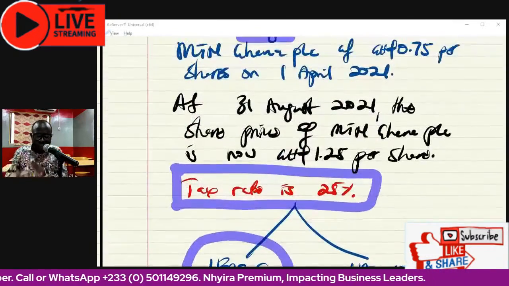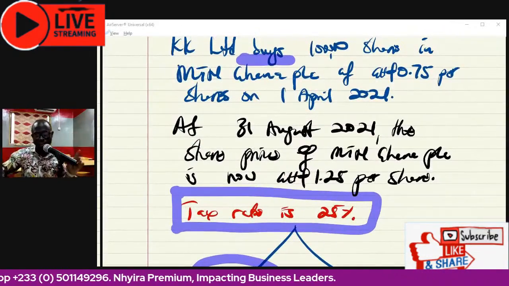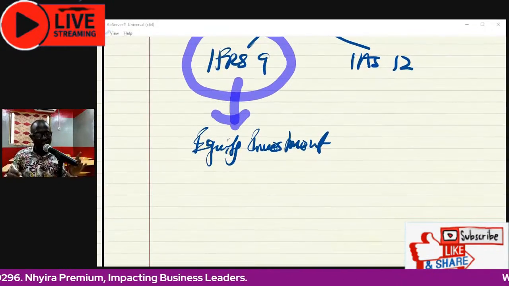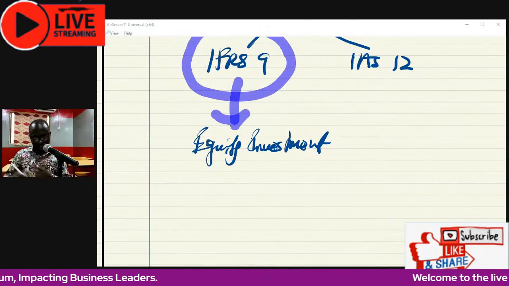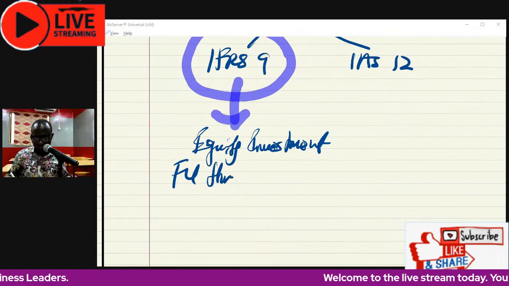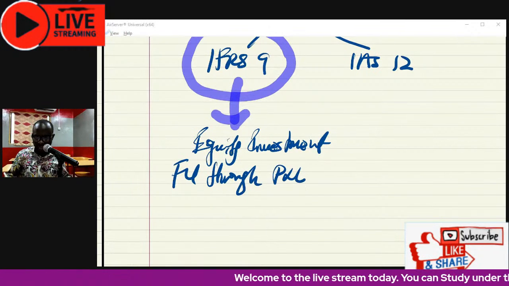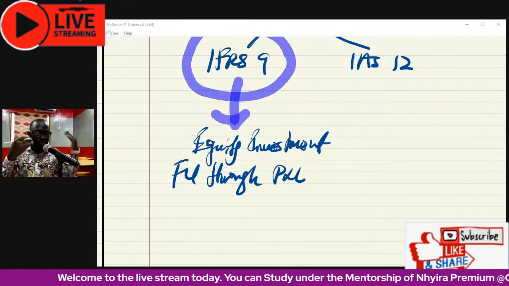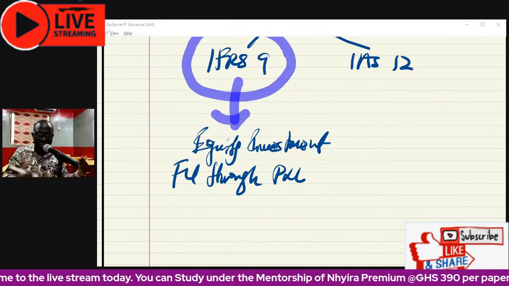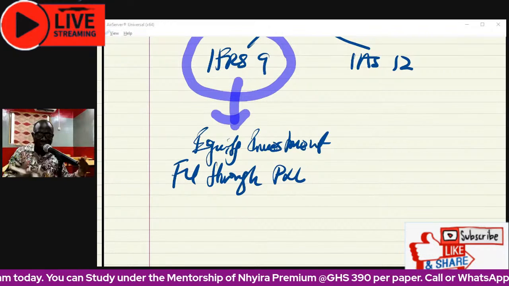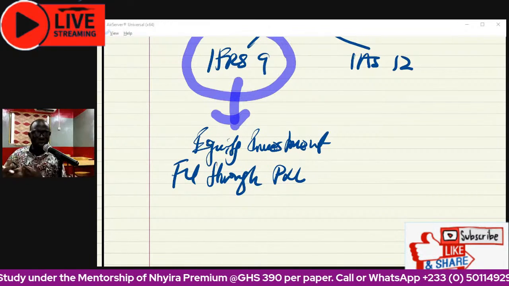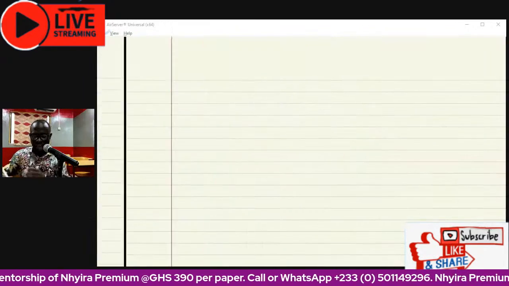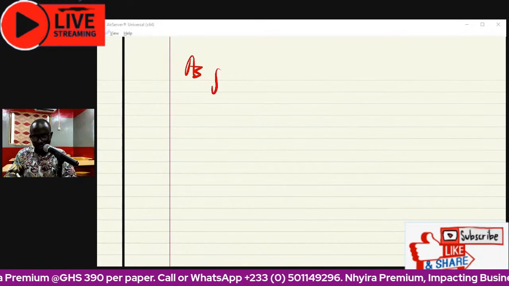Because the question is quiet, we're going to be assuming that this equity investment in MTN PLC is carried at fair value through P&L. Why? Because this is the default treatment for financial assets in accordance with IFRS 9. So let's see the initial recognition as per IFRS 9.